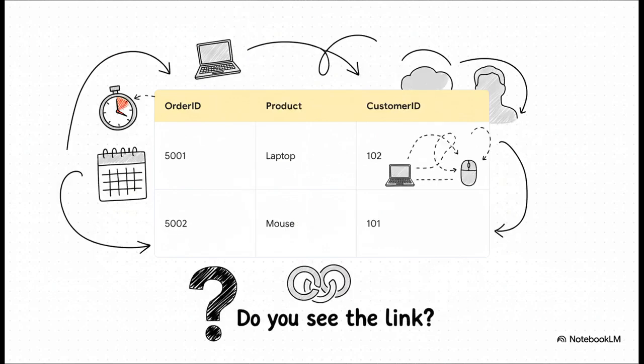Okay, now let's bring in a second table. This one is for orders. It lists every order ID, the product someone bought, and here's the crucial part. It also includes the customer ID of the person who bought it. Are you starting to see the connection here?